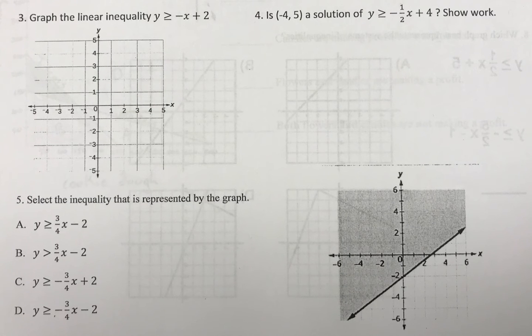It says graph the linear inequality. Okay. Well, this is going to start at 2 on the y-axis. Remember, y equals mx plus b, all that good stuff. So our m is going to be -1, and our b is going to be a +2. So we're going to begin at +2, and we're going to move the m. We're going to move down 1 because it's a -1, and right 1. So down 1, right 1, down 1, right 1, and so on.